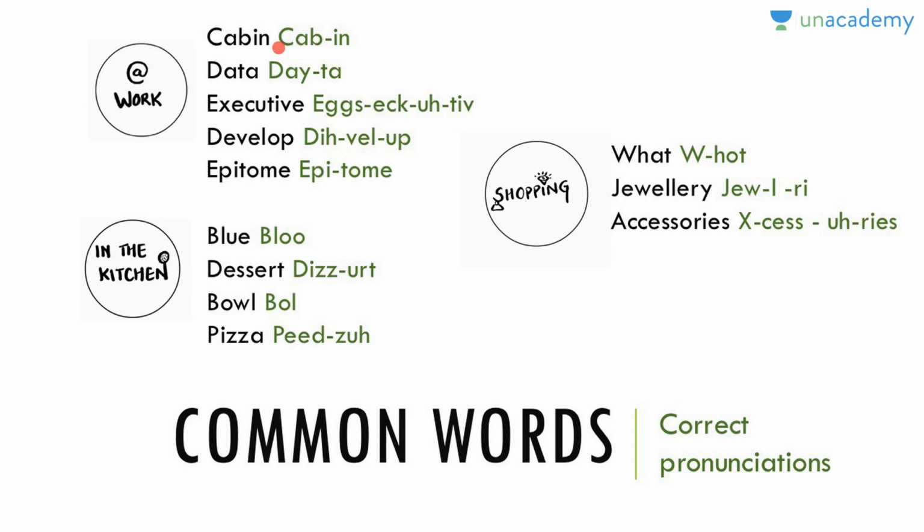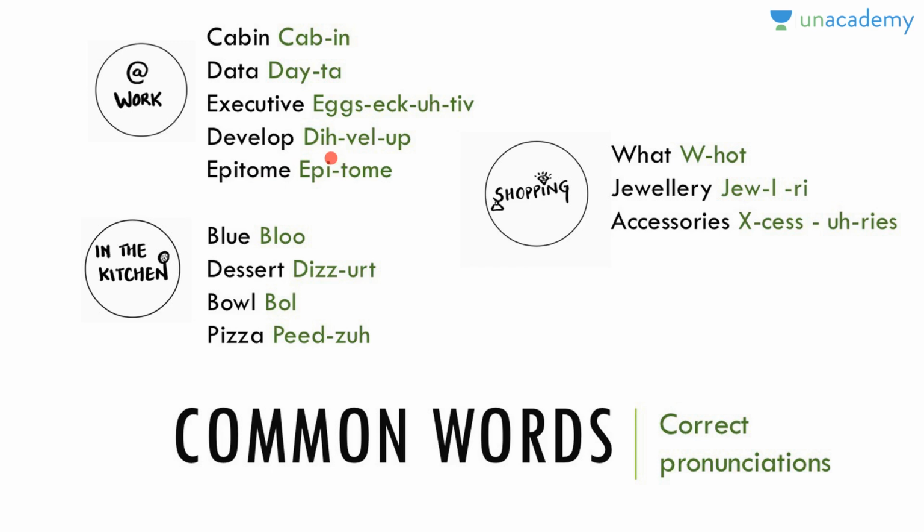It's not "cabin", which usually people do call it "cabin". It's actually "cab in". And this is probably the most heard word in colleges. It's "data", it's not "data". Even I used to call it "data", but it's actually "data". This is "executive". This one I still get wrong. It's "develop". It's not "develop" like we usually say. "Develop" is the wrong pronunciation. It's actually "develop".